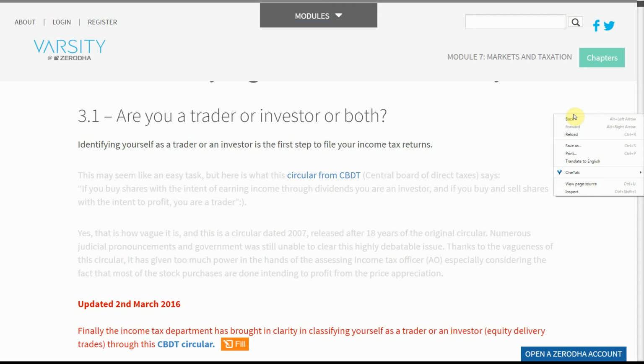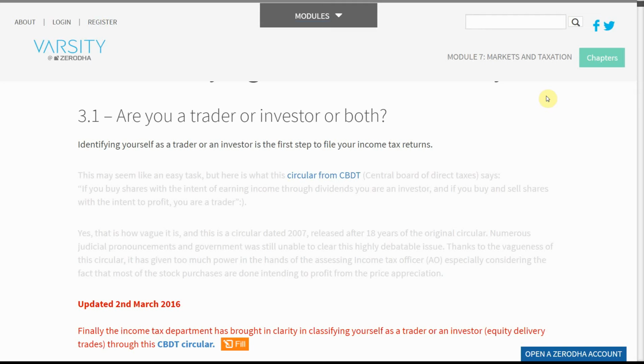And this is a circular dated 2007. Released after 18 years of the original circular. Despite numerous judicial pronouncements, the government was still unable to clear this highly debatable issue. Thanks to the vagueness of this circular, it has given too much power in the hands of the assessing income tax officer, especially considering the fact that most stock purchases are done intending to profit from the price appreciation.